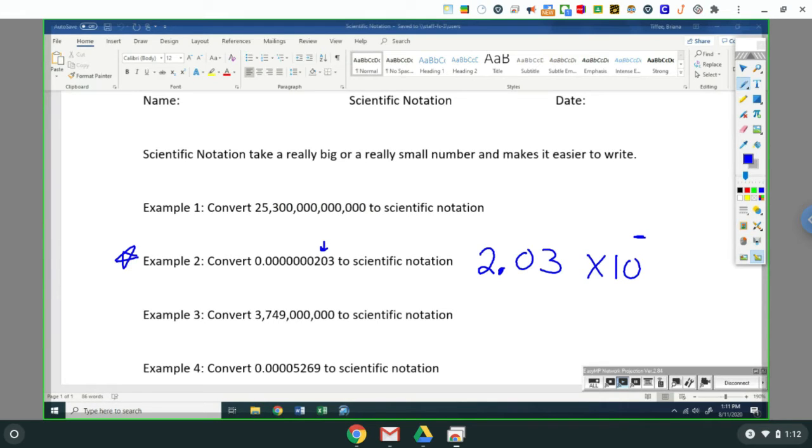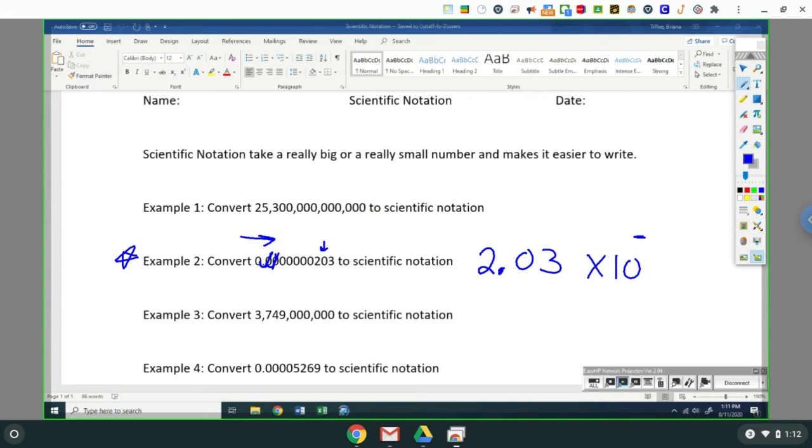You see on the first example, I moved my decimal towards the left. When you move towards the left, that means you have a positive exponent. In this case, for example 2, I'm taking my decimal and moving it towards the right. That means it's negative. So we're going to go 1, 2. I'm just counting the zeros.